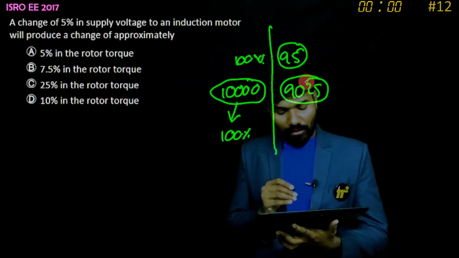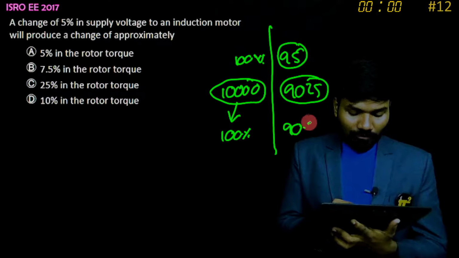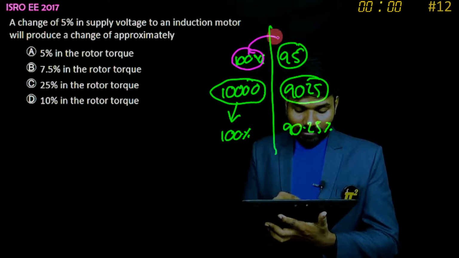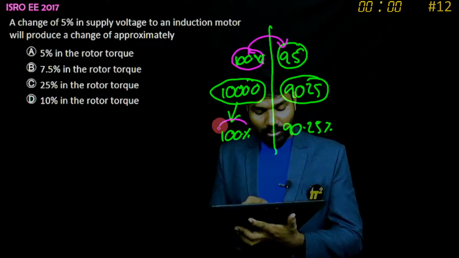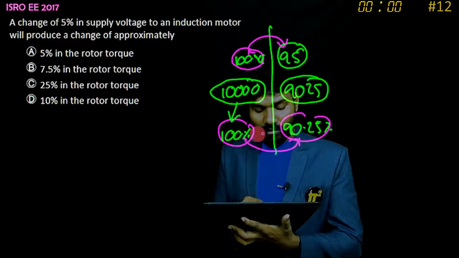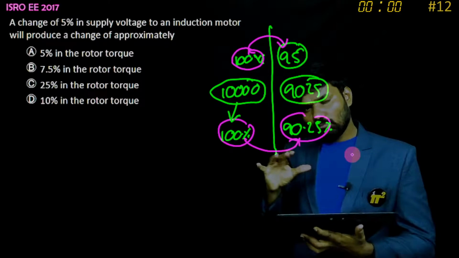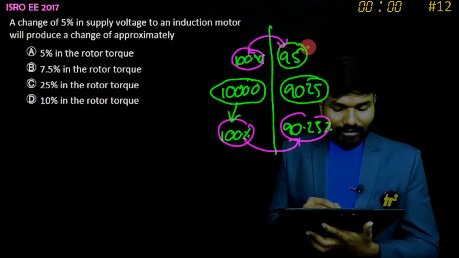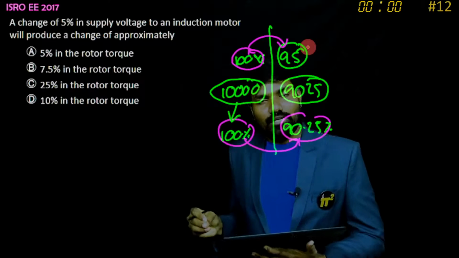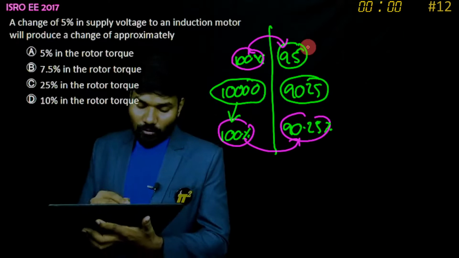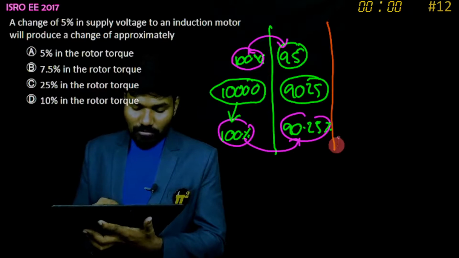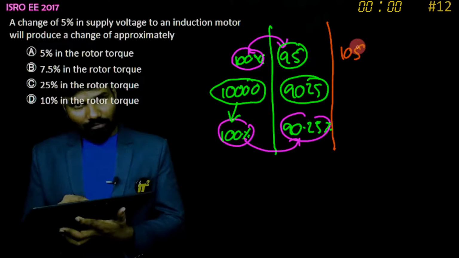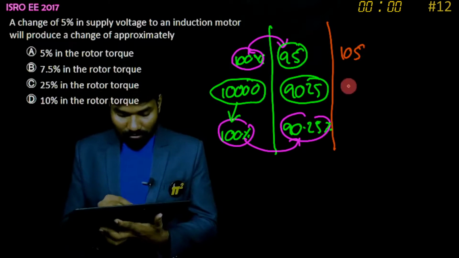Just a rough number. Percentage-wise, that is 90.25%. So if the change in voltage is 5%, the change in torque is how much percent? From 100 to 90.25, almost 10%. Now, it is not said decrease in voltage. It is said just simply a change in voltage by 5%. It could be an increase also. Just take that possibility also. Earlier it was 100, now it is 105. If this is the case, then what is the value?